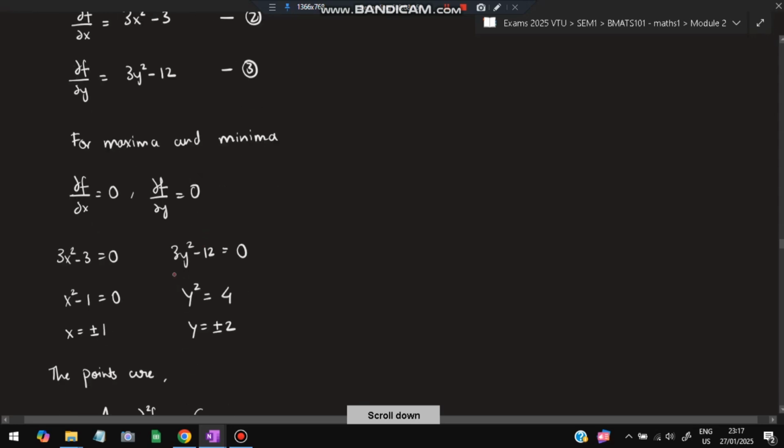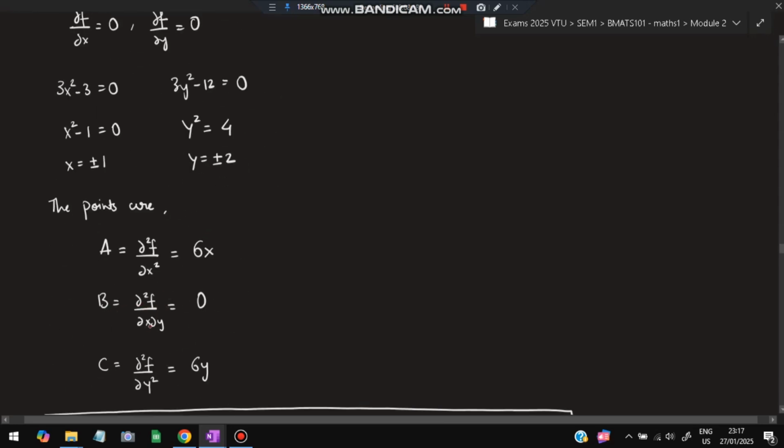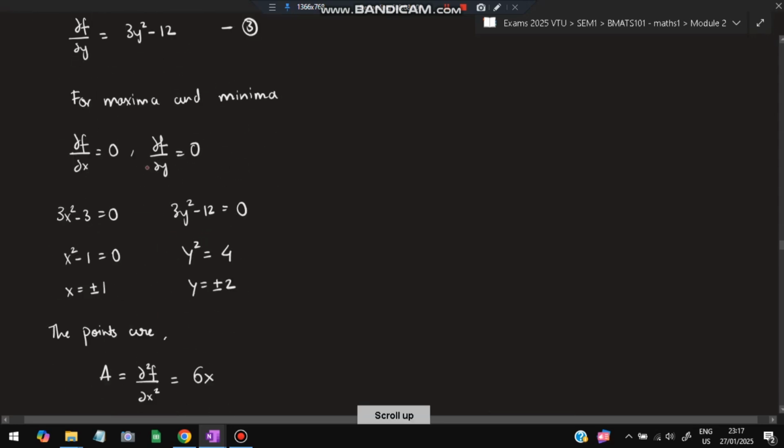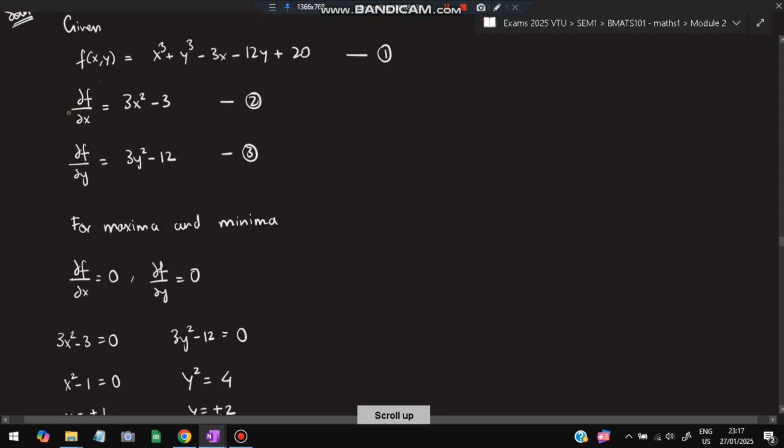And the next one is the b value, which is del square f by del x del y. In del x del y, what we do is we'll be differentiating this with respect to y.